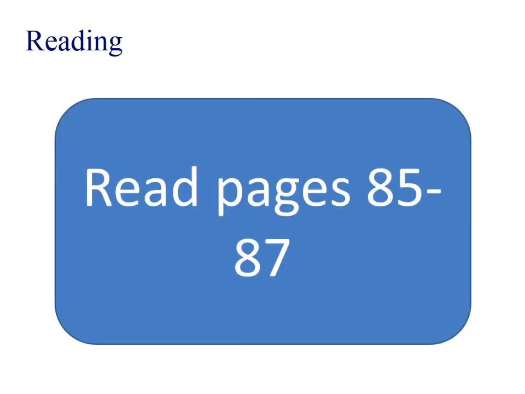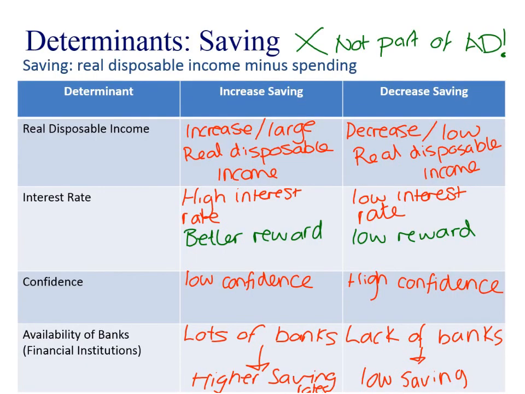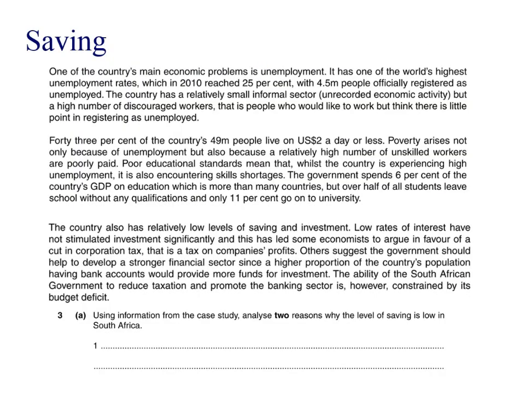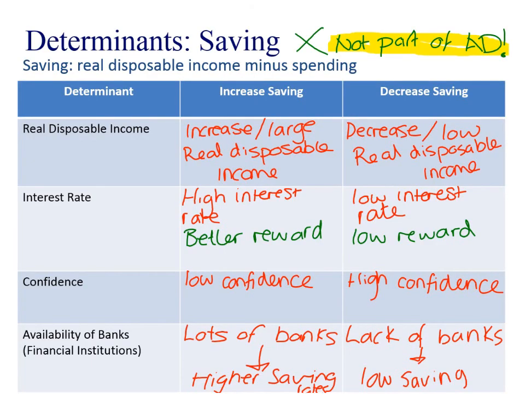Okay, next section then, 85 to 87, is on savings. Now, I'm going to highlight this is not part of AD, but as you can see, there was a question on it one year, so make sure you do have some understanding of savings. I suppose it's the reverse of consumer expenditure though, isn't it? Savings do come into the circular flow of income, it's a leakage.